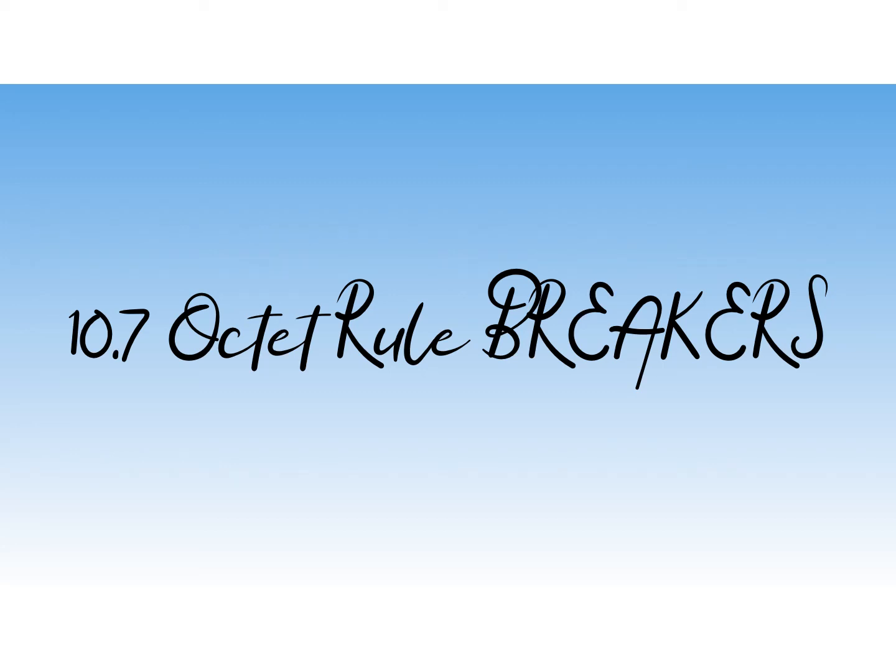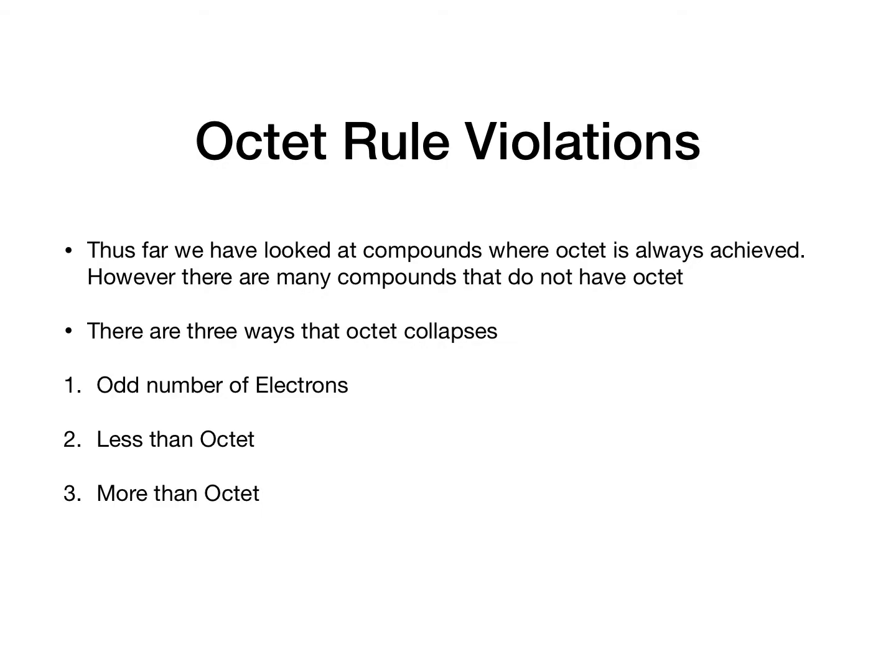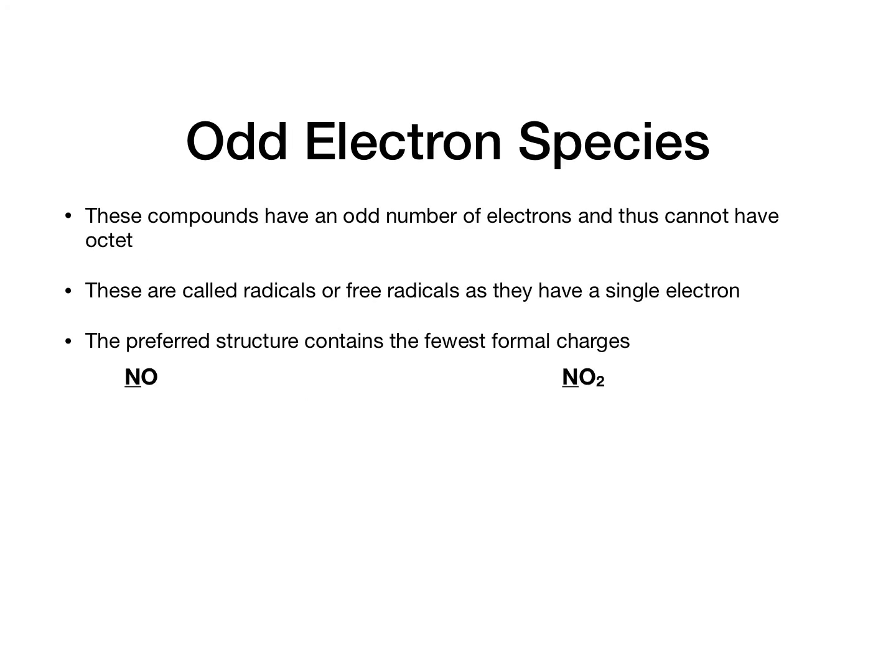So in this video, we're going to start to talk about when the octet rule falls apart. As a reminder, the octet is that each element has 8 electrons, with the exception of hydrogen that has 2. So it has its own octet. But the question is, how can we look at octet? And when does it fall apart? So there are 3 ways. We have an odd number of electrons, we have less than octet, or we have more than octet.